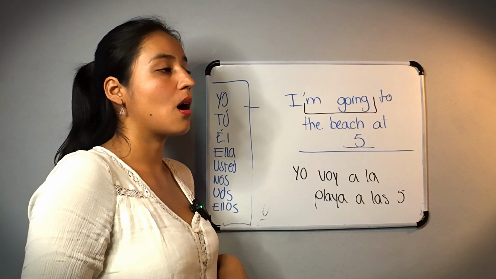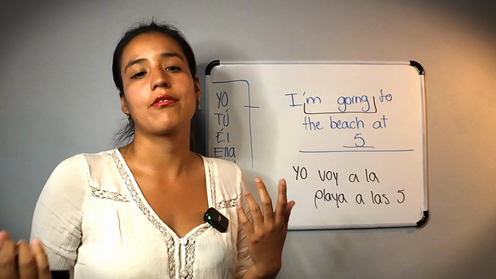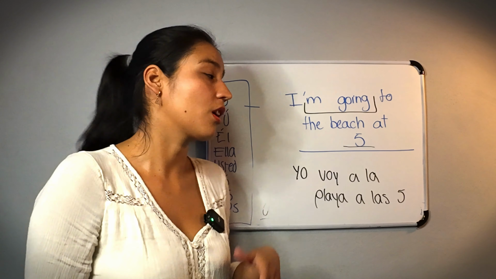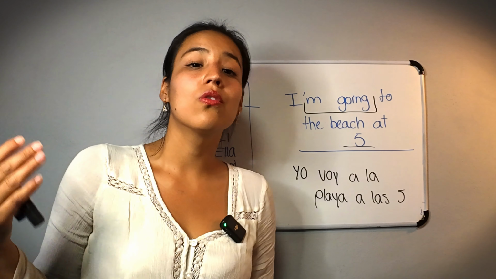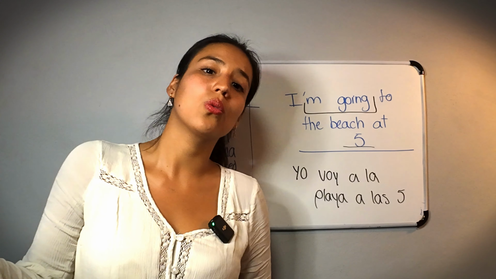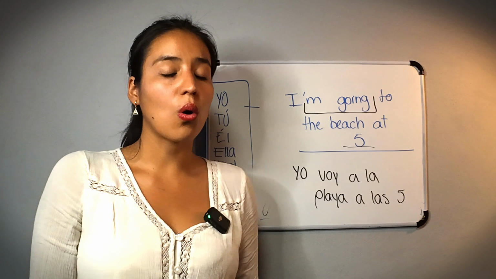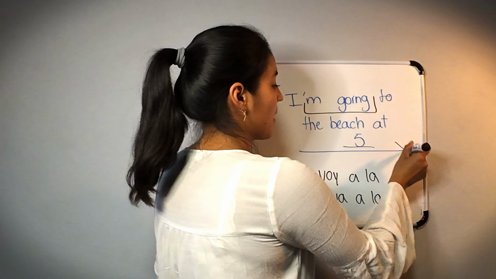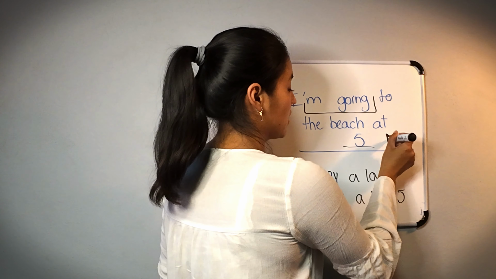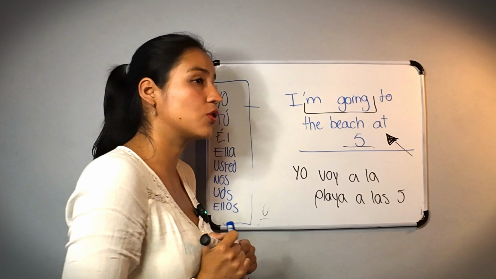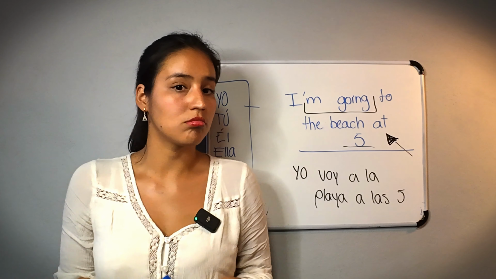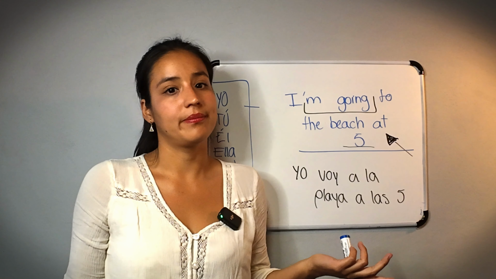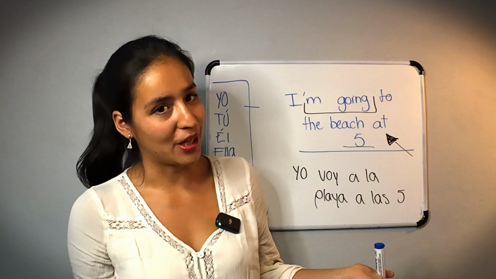okay, tomorrow I'm running with some friends. Well, we are not going to use the progressive either. We are going to use mañana voy a correr con unos amigos, okay? It's all in present. When you use this in English and you want to use it in Spanish, you have to use either the present form, the normal present, or the going to form. But that's going to be another video, okay?